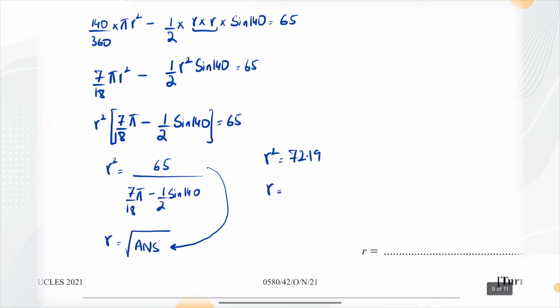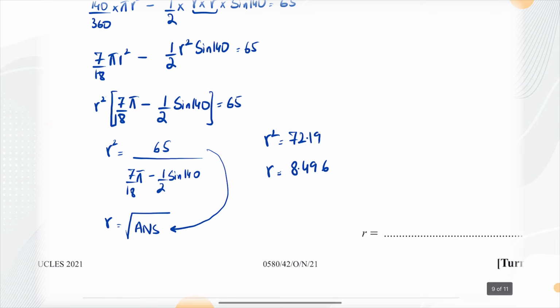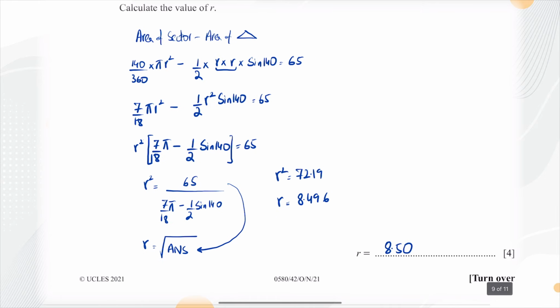In order to find out the value of r, like I said, we'll take the square root of the answer. So 8.496 is what I'm looking at, which, if we give our answer correct to three significant figures, becomes 8.50. So there you go. Like I said, from this point onwards, it was more of an algebra question than a mensuration or trigonometry question.